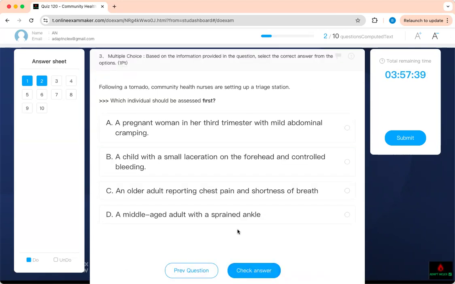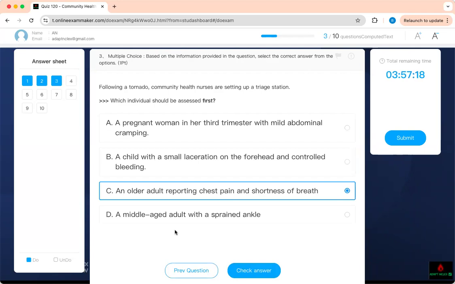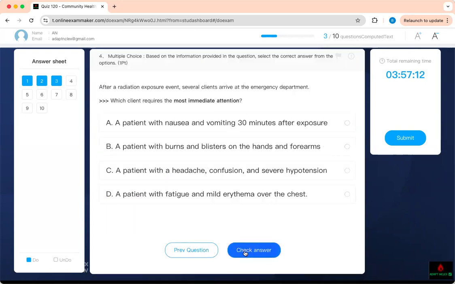Following a tornado, community health nurses are setting up a triage station. Which individual should the nurse assess first? A pregnant woman in her third trimester with mild abdominal cramps: okay, that's expected. A child with a small laceration on the forehead and controlled bleeding: bleeding is controlled. An elderly patient reporting chest pain and shortness of breath is not good; airway problem. A middle-aged adult with a sprained ankle: good luck with that. That's the right answer. Which client requires the most immediate attention? You've got to be sharp.